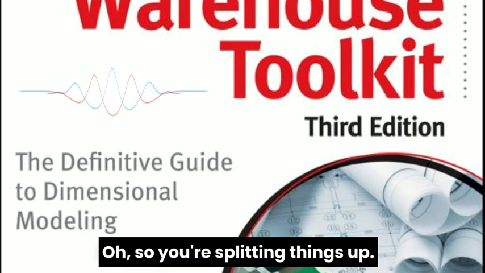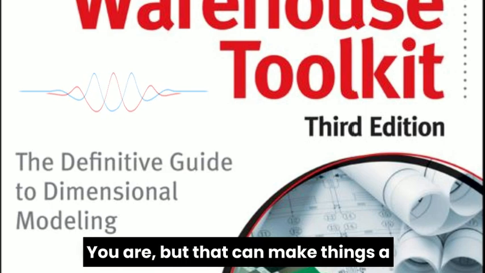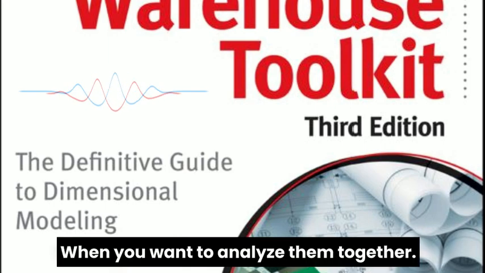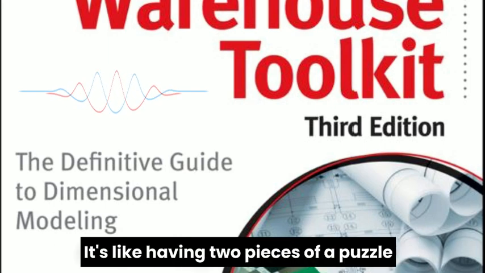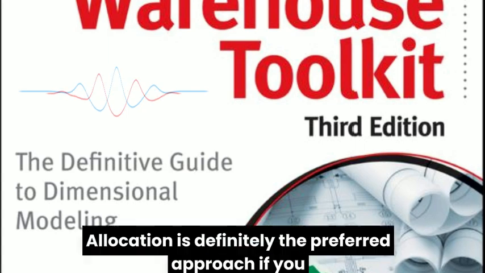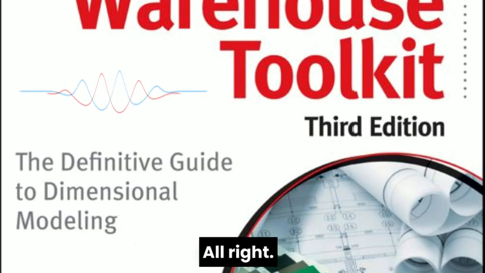Oh, so you're splitting things up. You are, but that can make things a bit clunky when you want to analyze them together. It's like having two pieces of a puzzle that don't quite fit. Exactly. Allocation is definitely the preferred approach if you want a seamless view. A seamless view. All right, I like it.